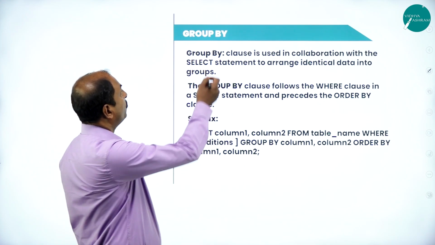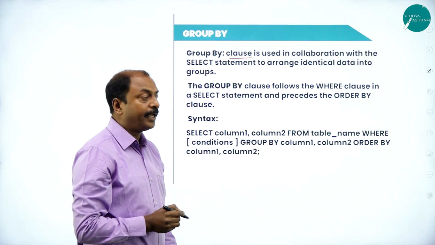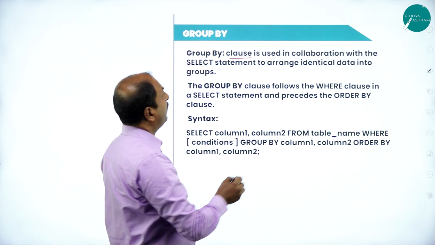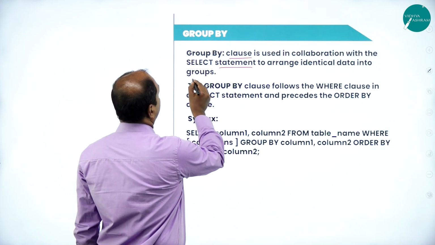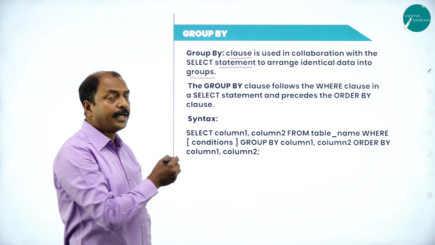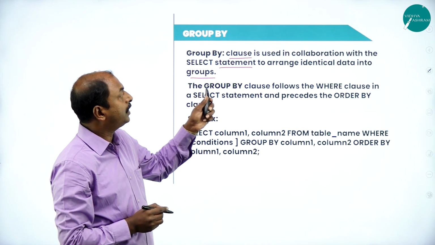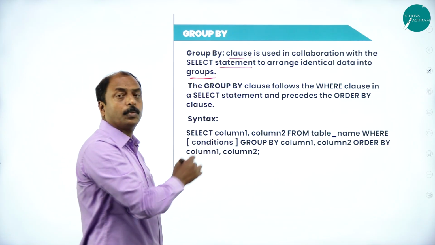Next one is the GROUP BY clause. A GROUP BY clause is used in collaboration with the SELECT statement to arrange identical data into groups. So this is the difference between ORDER BY and GROUP BY. Here in the GROUP BY command, we are going to arrange the data in groups, or group-wise.